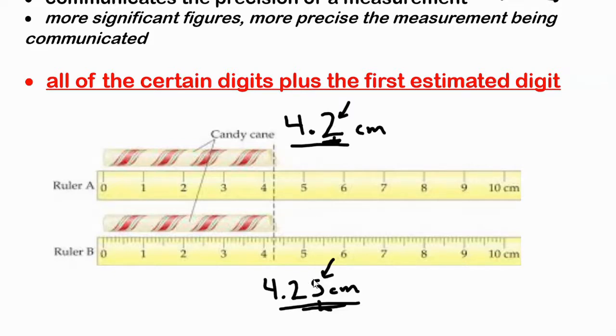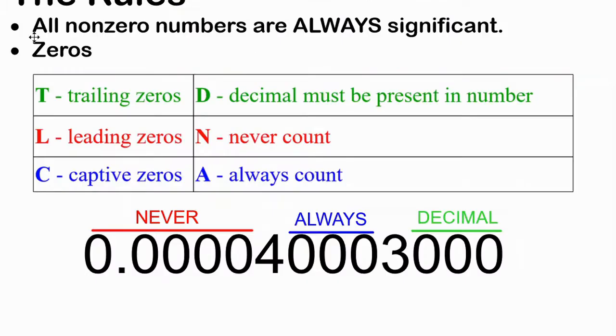Okay, so these are different levels of precision because the rulers are graduated differently. So we need to be able to determine what counts as a significant figure and what's not. And so there are some rules associated with that. There's really 2 and a kind of. So the first rule, if it's not a 0, it always is significant.